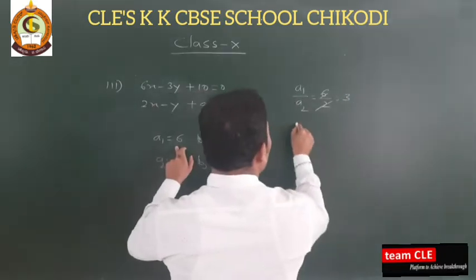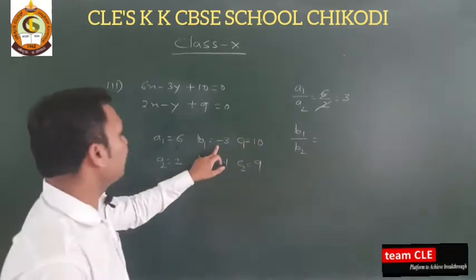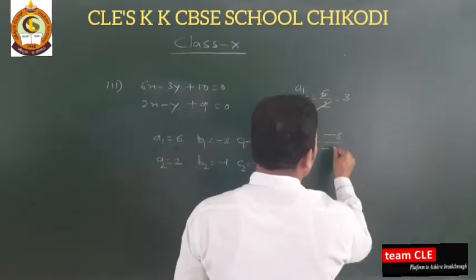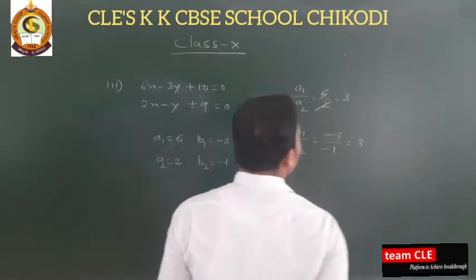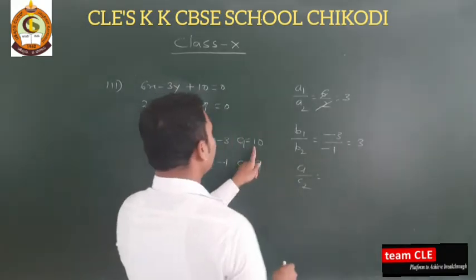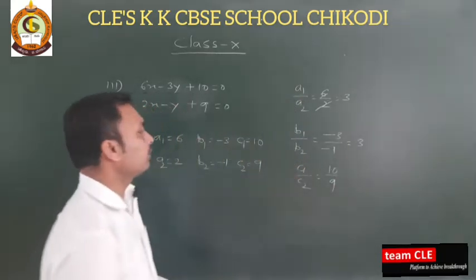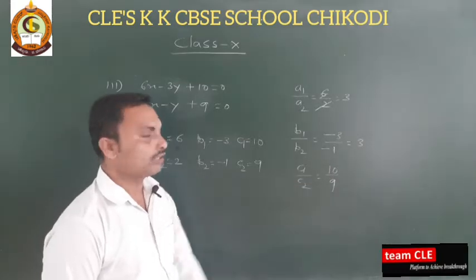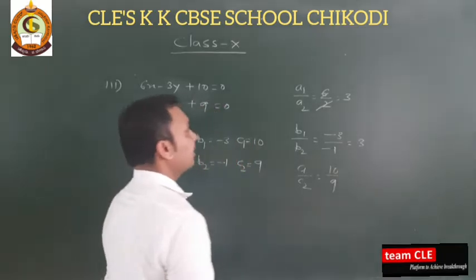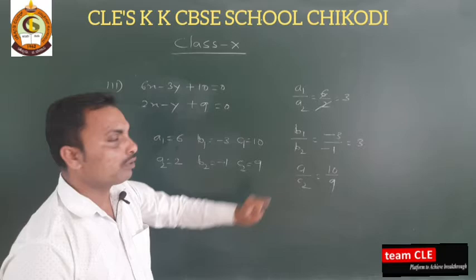Next, b1 by b2. b1 is minus 3 and b2 is minus 1, so again we get 3. Next, c1 by c2, which is 10 by 9. You can see c1 is 10 and c2 is 9, so we can't simplify anything. Now you can see, dear students, a1 by a2 is equal to b1 by b2.